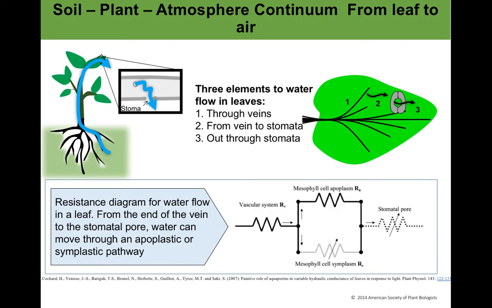The flow through each of these pathways is going to be determined by the resistances in each of these pathways, right? So we'll have a resistance from the vascular system. Once it hits the cells, then it can move through different pathways. It can move through the apoplasm, or it can move through the symplasm. It can move cell to cell or the transmembrane pathway. It can also switch between pathways, so the water can move through the apoplasm and then enter the symplasm and then go out through the stomatal pore.